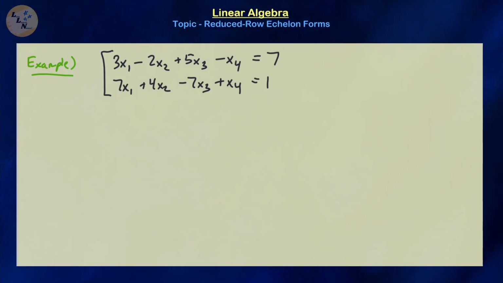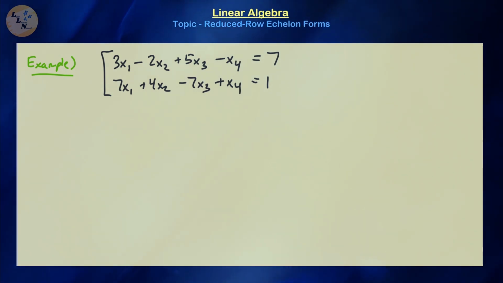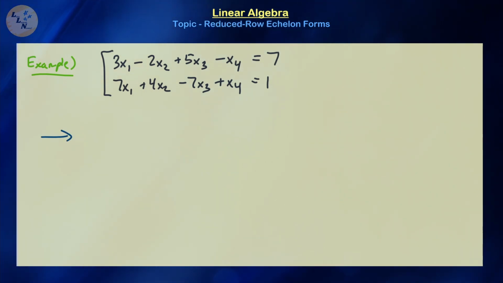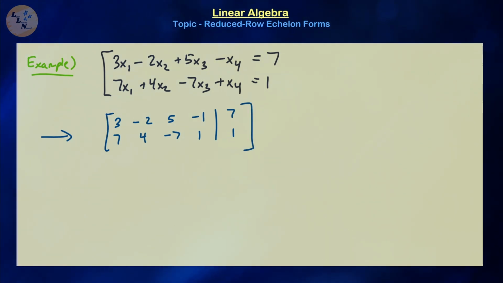What I want to do now is introduce how rank and nullity play a part in the solving systems of equations narrative. So let us assume we have this system of 2 equations and 4 unknowns. Let's write this in matrix form: 3, -2, 5, -1, 7, 4, -7, 1, augmented with 7 and 1. So that's our augmented matrix, and let's call this augmented matrix A.